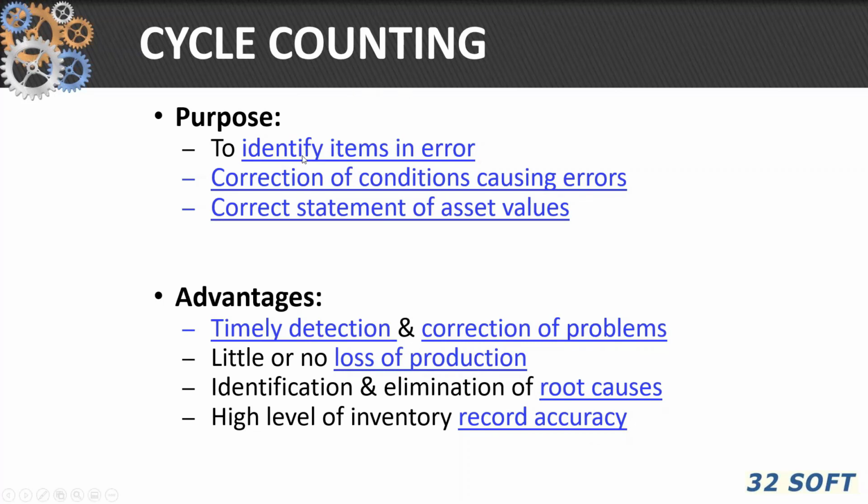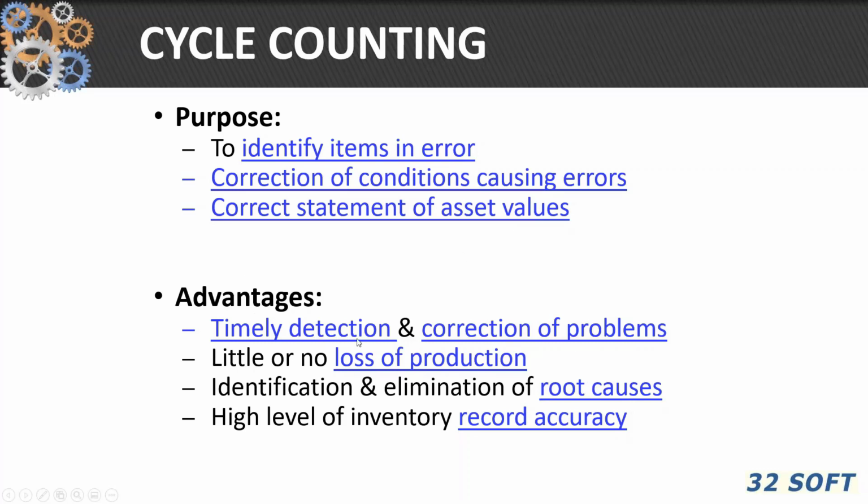The purpose of cycle counting is the identification of errors and the correction of the conditions causing those errors so that we have a correct statement of the assets of the organization. So it's not just correcting errors, it's getting rid of why errors occur.